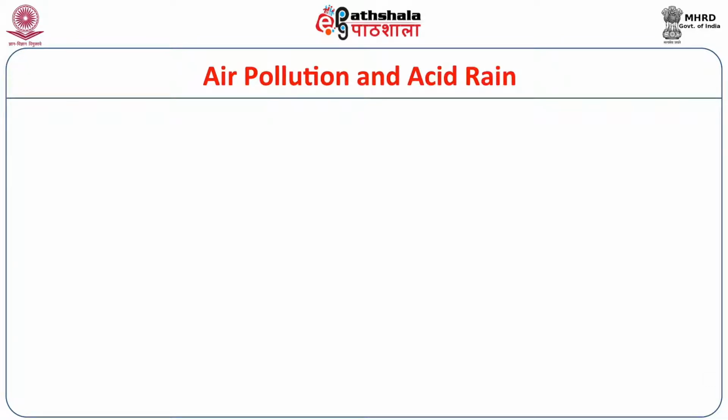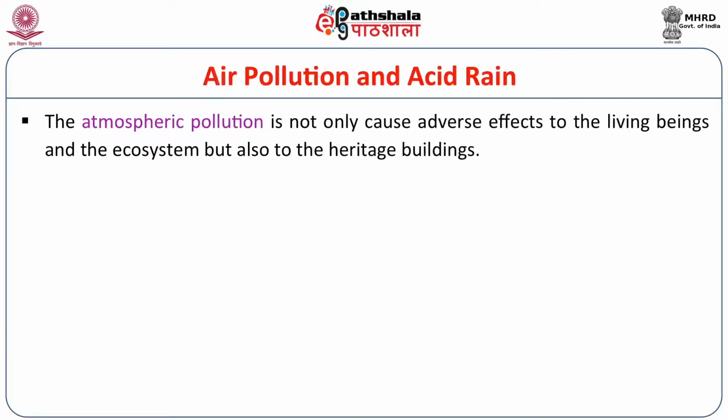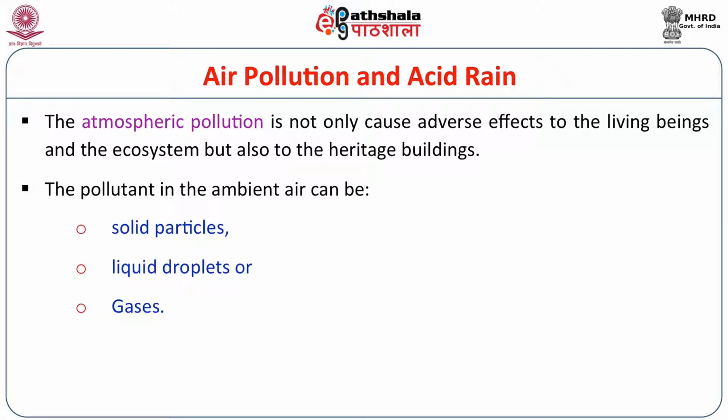Another main cause for the deterioration of monuments is air pollution and acid rain. As you know, acid rain is a very alarming topic nowadays throughout the world, and it not only causes problems to human beings or vegetation, even the monuments are affected by acid rain. Atmospheric pollution not only has an adverse effect on living beings and the ecosystem, but also on heritage buildings. The pollution in the ambient air can be solid particles, liquid droplets, or gases. So these are the three forms in which we get pollution in the ambient air. Either it may be created by nature or man-made. We can see air pollution both ways.